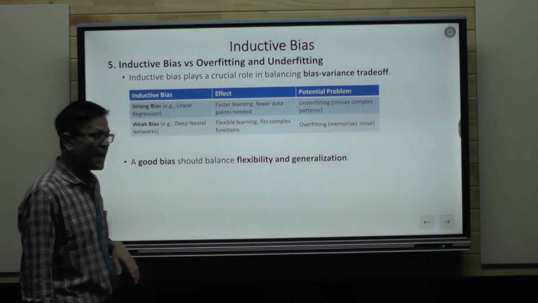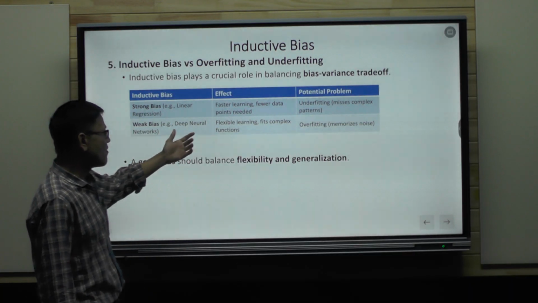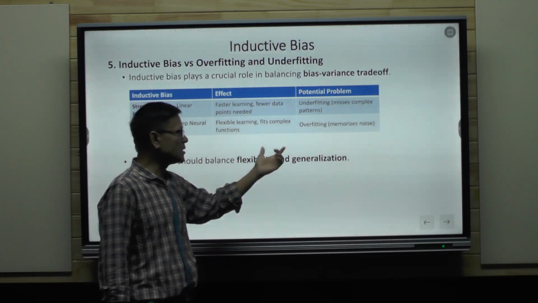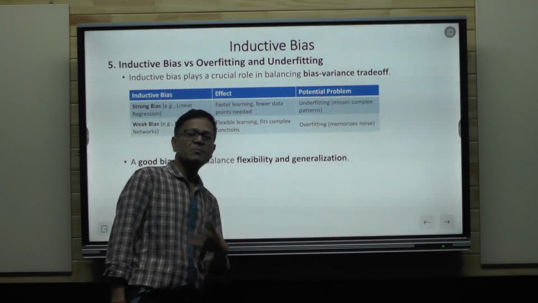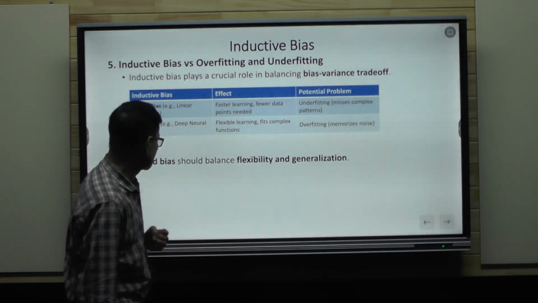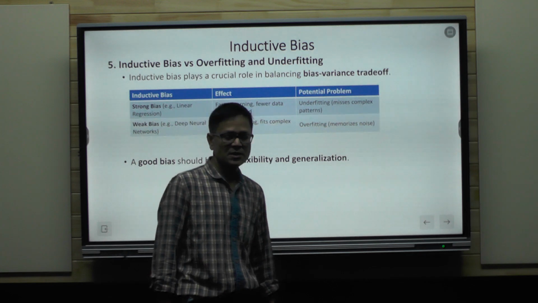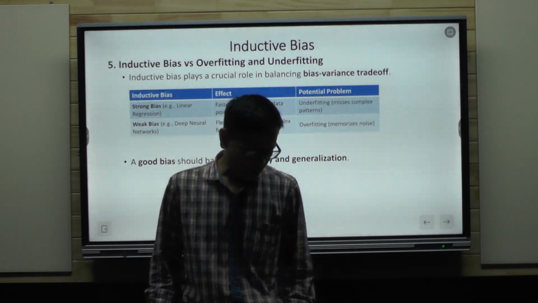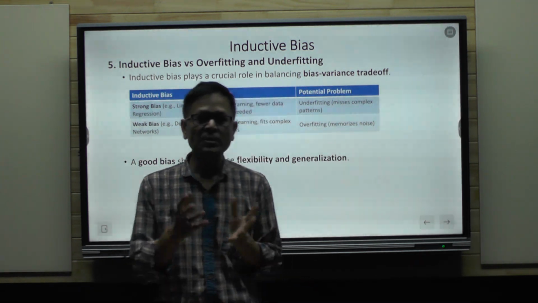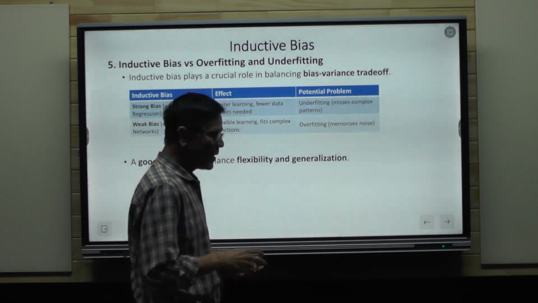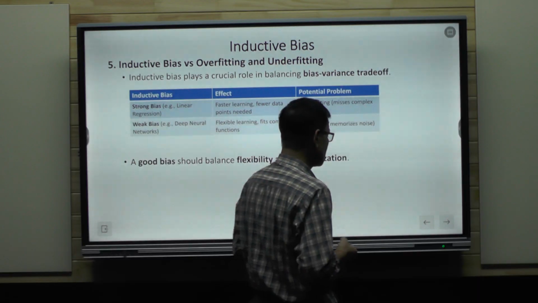If we go for a weak bias, like deep neural networks, the flexible learning fits complex functions, but there is overfitting, that is, it can memorize the noise also. A good bias should balance flexibility and challenge. So it is up to the person applying it how the balance is maintained. So the bias variance trade-off has to be considered.